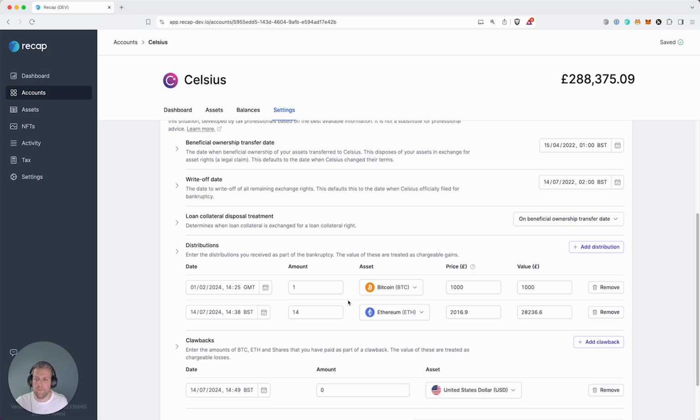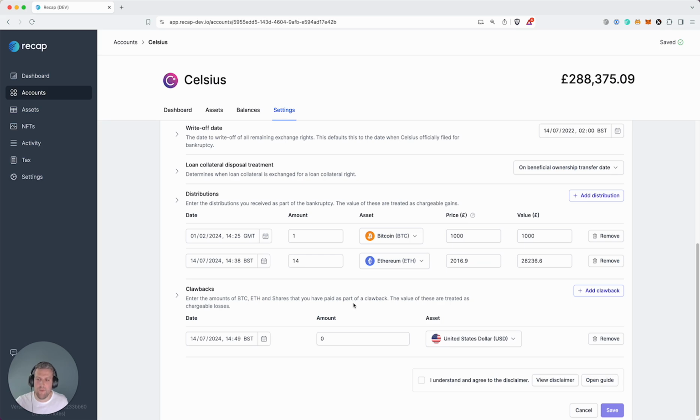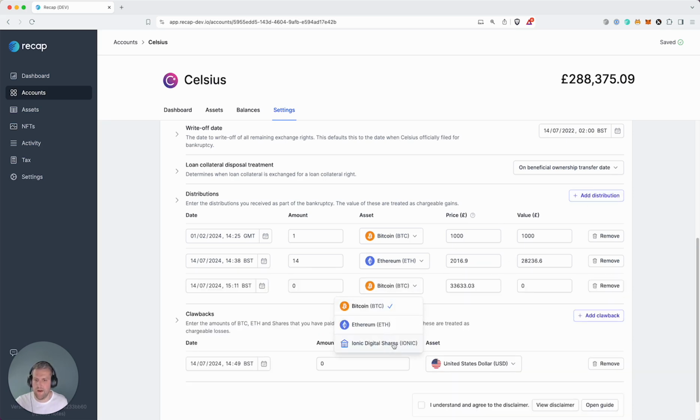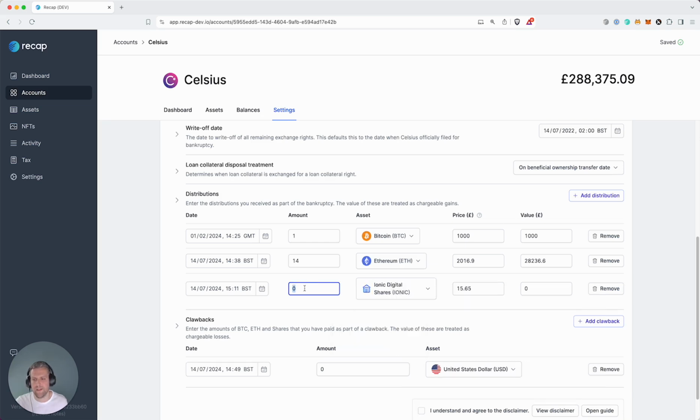You need to filter your transaction history by deposits, and type in exactly the distributions that you received from the bankruptcy. Again, in the UK, most people will have got Bitcoin, Ethereum, and you may also have received some Ionic Digital shares. So you need to type in exactly how many of these you've received. Be careful as well, because some people have received 2 rounds of distributions.